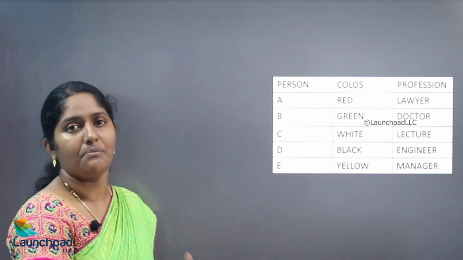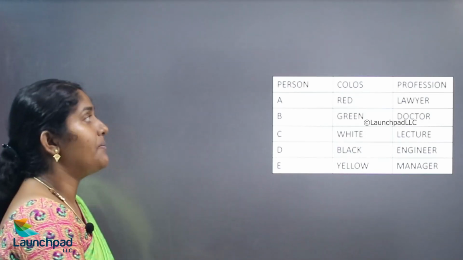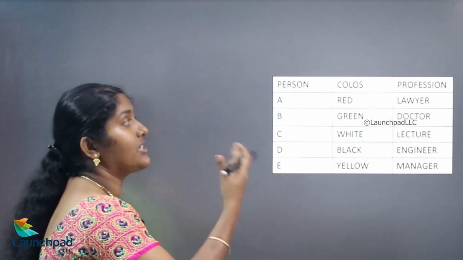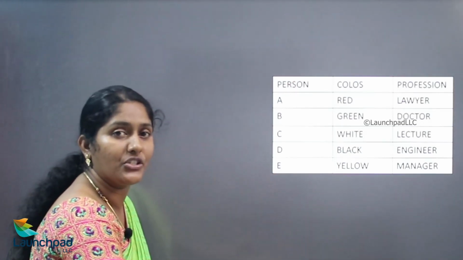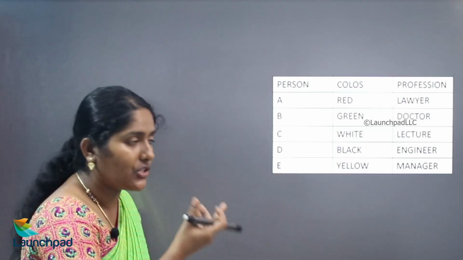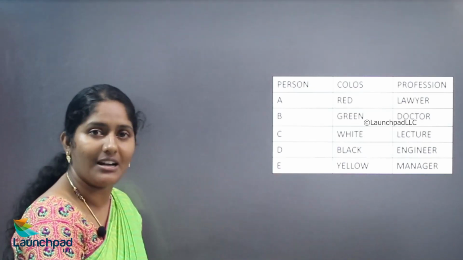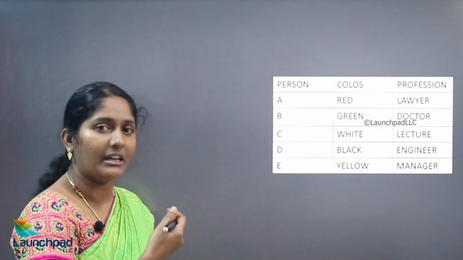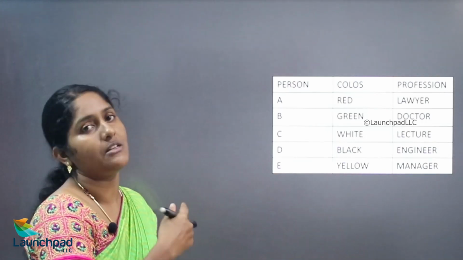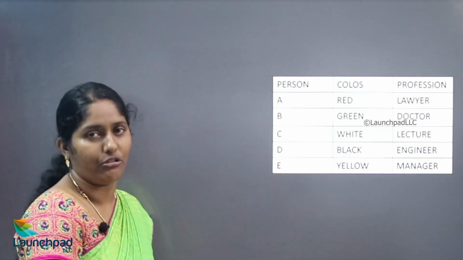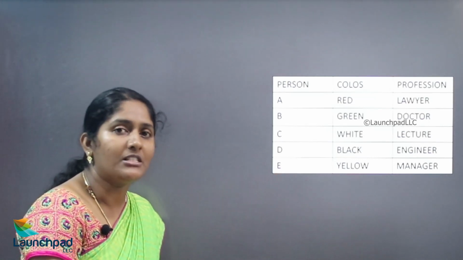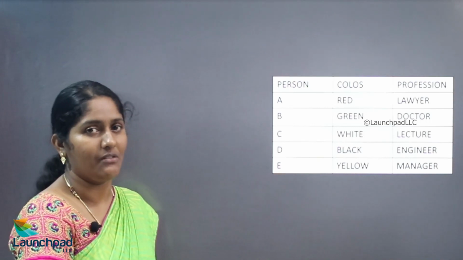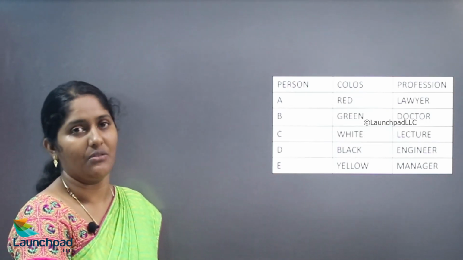Another type of puzzle question is based on the persons' choice of color and their professions. They mention, for example, that the doctor does not like red. So the person chooses green color and their profession is doctor. Depending upon two or more values, this type of puzzle will be asked in your competitive exams.